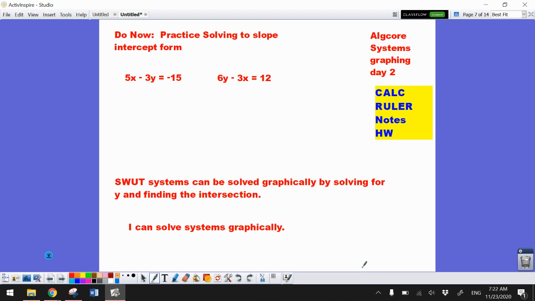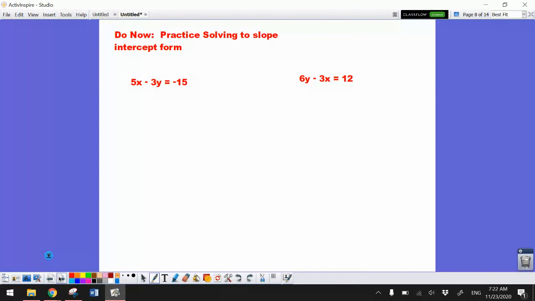Okay, so we're going to move on to our second day of graphing systems. And today we're going to find that most of our systems are not in slope-intercept form. They're not y equals. We're going to have to solve for y and graph from there. So to start us out, we're going to do a little bit of review on how to solve for y, just to make sure we are good on that. Because if we can't solve for y, it's pretty hard to graph lines.